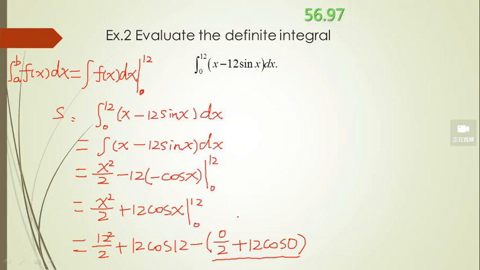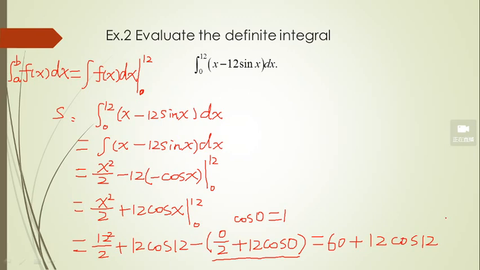Be careful, okay? I already saw some students give different answers. What is cosine 0? Cosine 0 should be 1. So the part in parentheses is not 0. This term is 0, but the second term is not. The second term will be 12. So minus 12. Here we got 6 times 12, 72. 72 minus 12, we get 60. We get 60 plus 12 cosine 12.